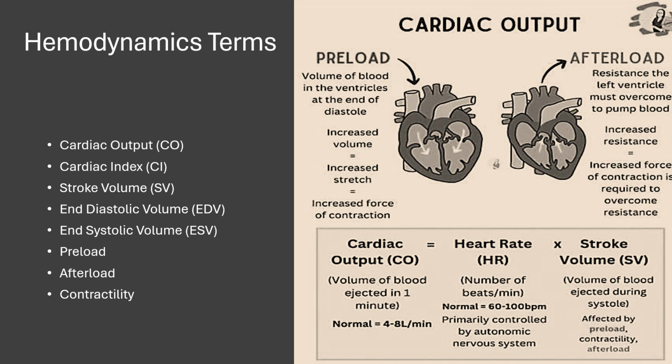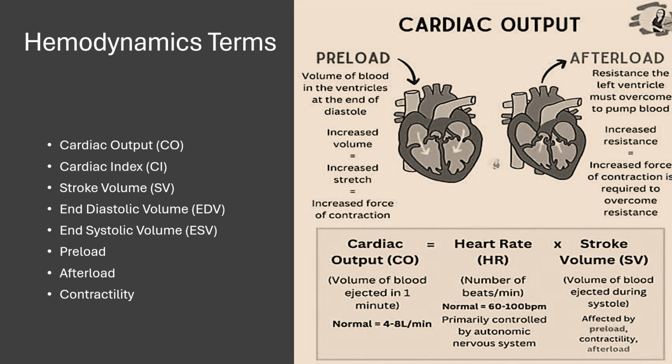Here are some terms that you may frequently hear being utilized when discussing hemodynamics and hemodynamic monitoring. Cardiac output. What is cardiac output? It is the volume of blood in liters per minute that is pumped through the heart. And normal cardiac output is 4 to 8 liters per minute.